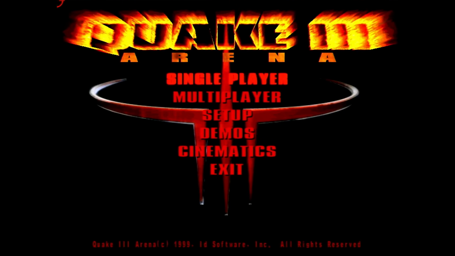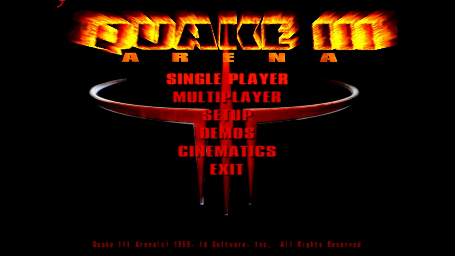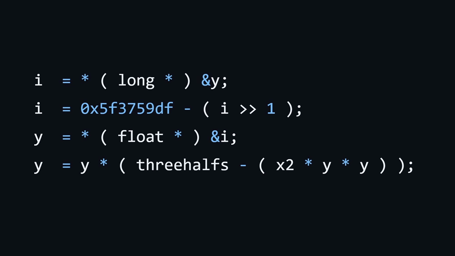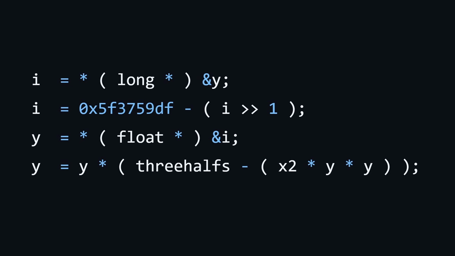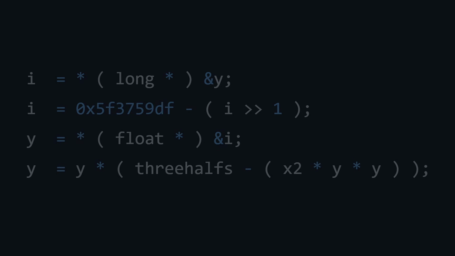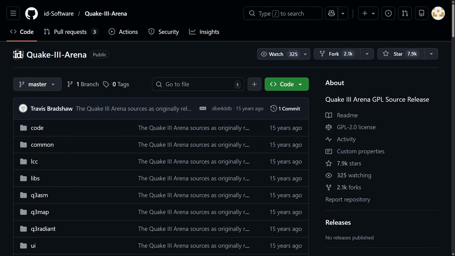Today, we're looking at what are likely the 4 most famous lines in the Quake 3 Arena source code. The fast inverse square root, a magic algorithm that fundamentally changed how 3D games were rendered at the turn of the millennium. If you weren't aware, Quake 3 Arena is open source, so you can go to GitHub and have a look at all their source code, published by id Software.